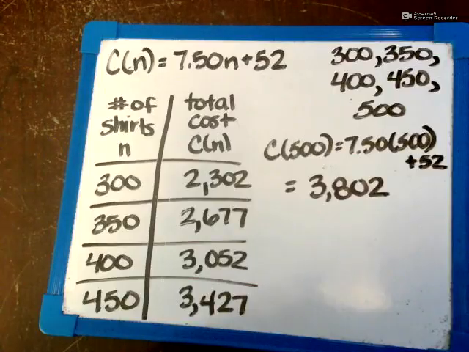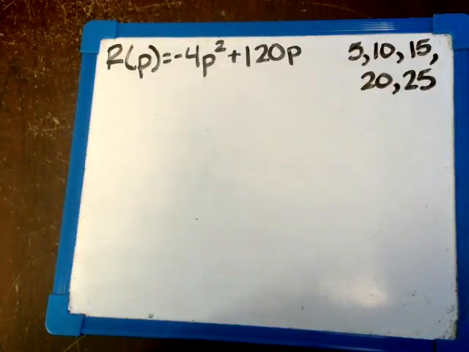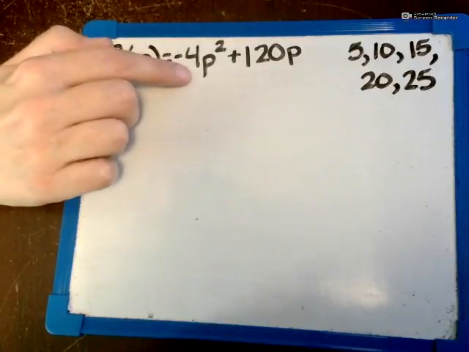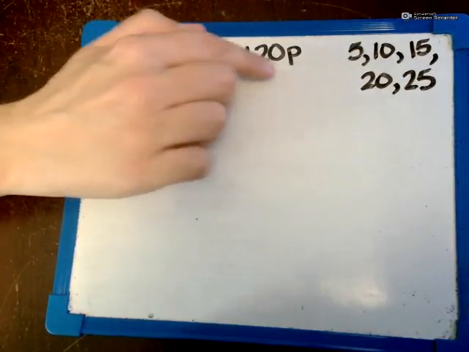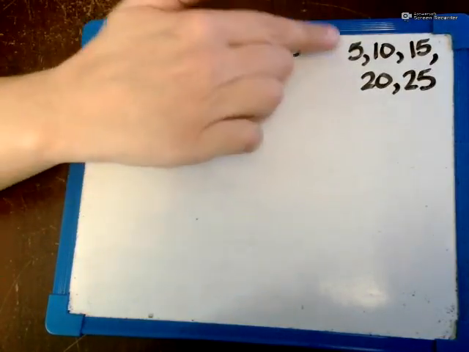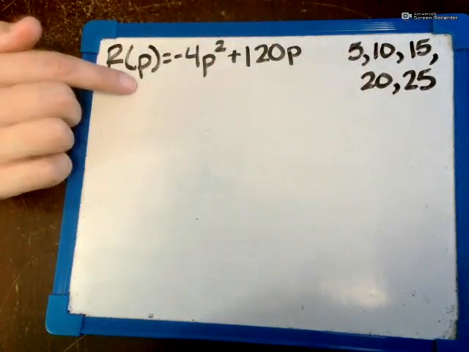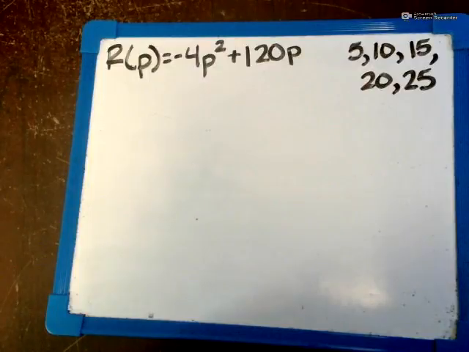Shocker. This problem is a word problem talking about revenue and profits based on units sold. So the formula is R of P is equal to negative 4P squared plus 120P. And they want you to use 5, 10, 15, 20, and 25 for your values of P. Go ahead and pause it and solve it. We'll come back and I'll show you the answers.